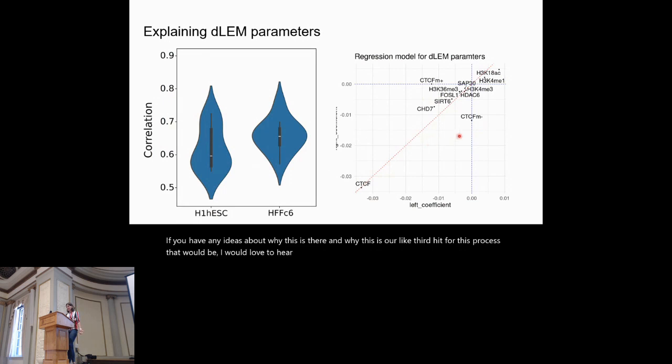Like I said, most of our parameters are negative. They slow things down. That makes sense. That's kind of the picture we have in our head. We have some parameters that have positive coefficients. Again, I'm not sure where that happens.